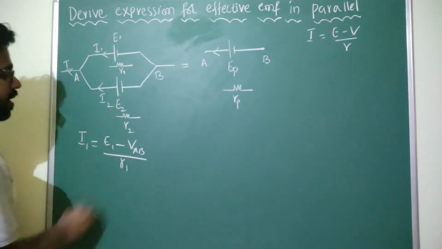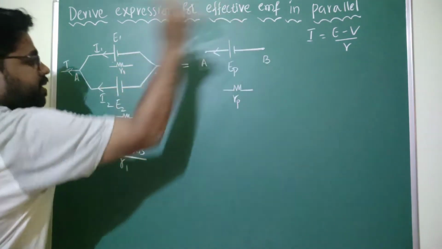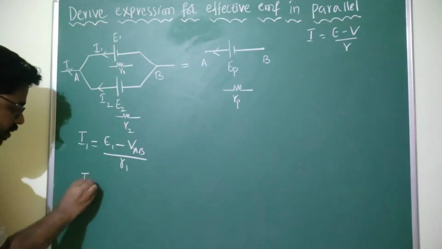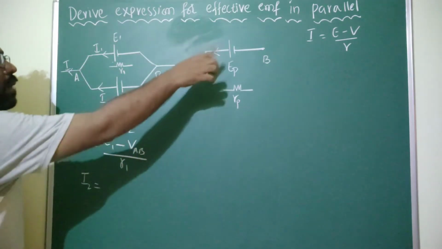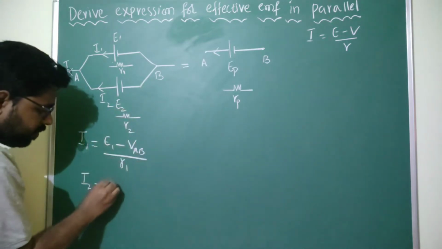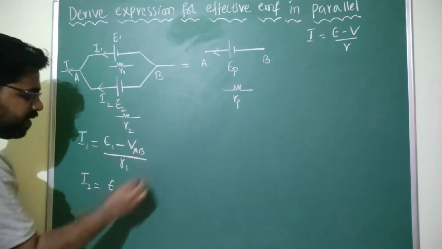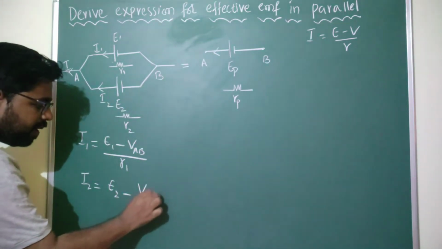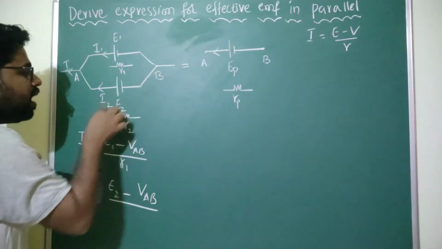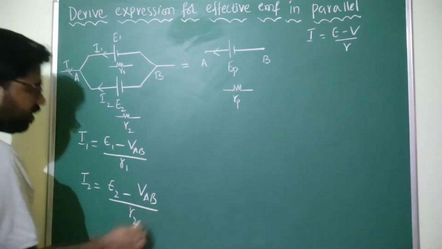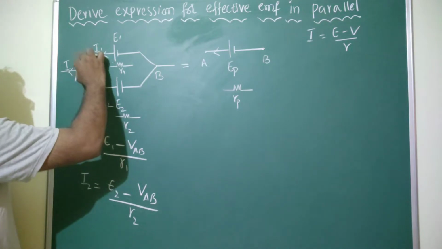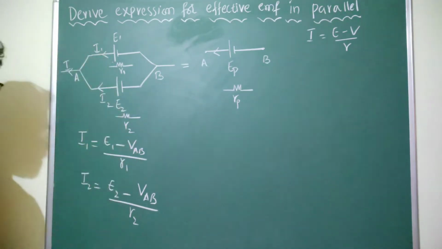Similarly, now the I2 expression from that. I2 is equal to E minus V by r. What is E here? E2. What is V? VAB, divided by r. What is r? r is R2. Now these two currents meet here, and the effective value becomes equal to I.